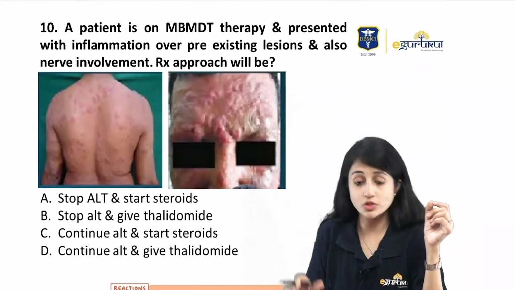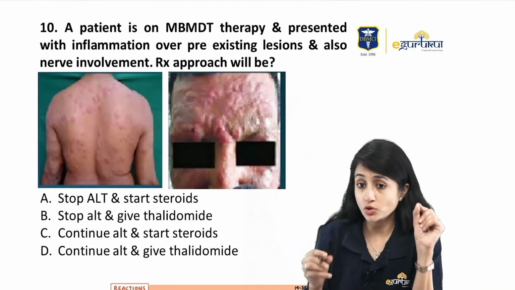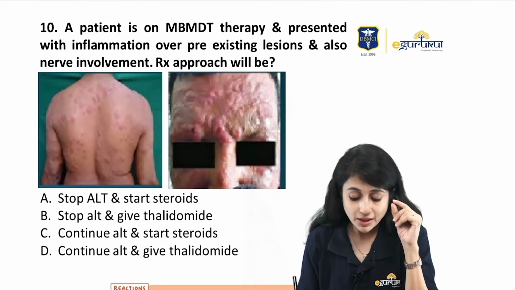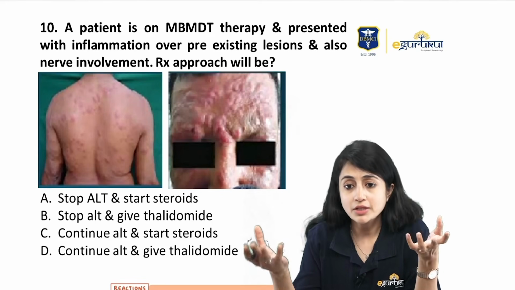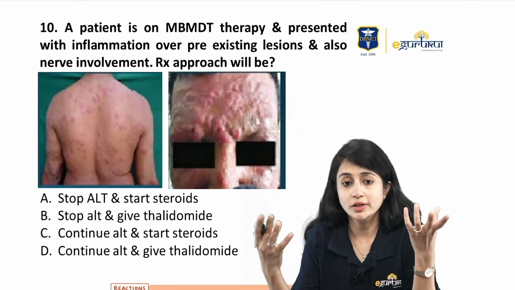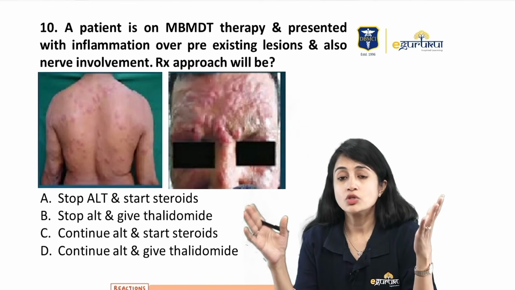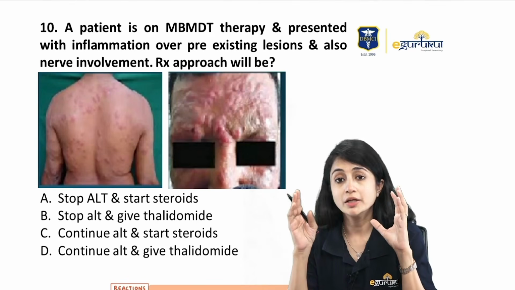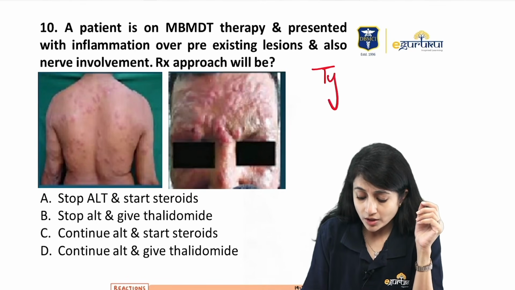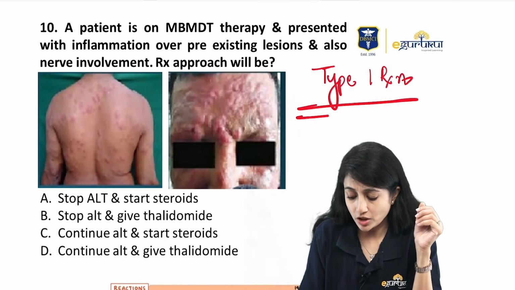The next question was on leprosy. A patient who is on MB-MDT, so a patient on treatment, presented with increased redness or swelling over pre-existing lesions and nerve involvement. So, what will be your treatment approach? Here, what are they referring to? They are referring to a type 1 leprosy reaction.